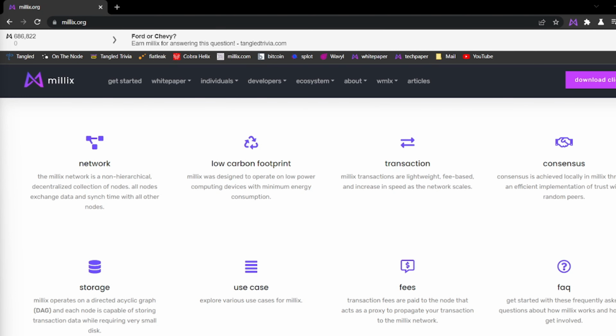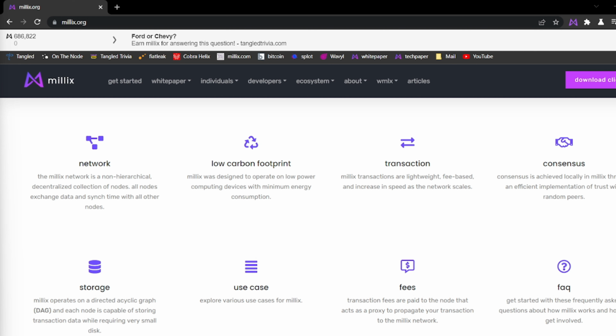I hope you enjoyed that video. It was created using my article and invideo.io. One thing I noticed that it didn't go over was transaction speed on the Millix network. So transaction speed depends on the amount of nodes that are available.